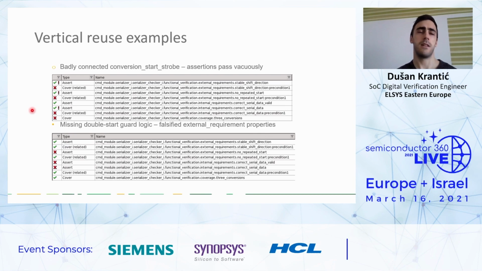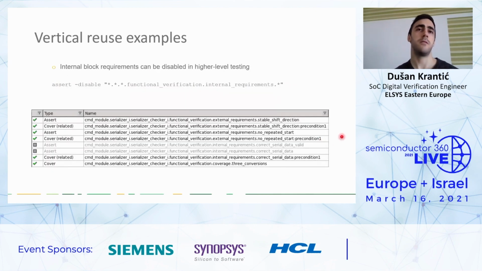The second one is a bug which illustrates a missing logic, which ensures that there is no repeated start. And in this case, you can see that this assertion, no repeated start, failed. And due to it, of course, the internal requirements also failed. So basically, without any effort, we managed to find a couple of bugs there.